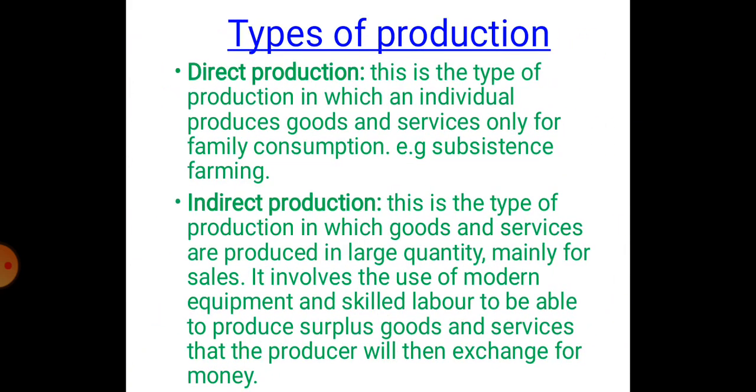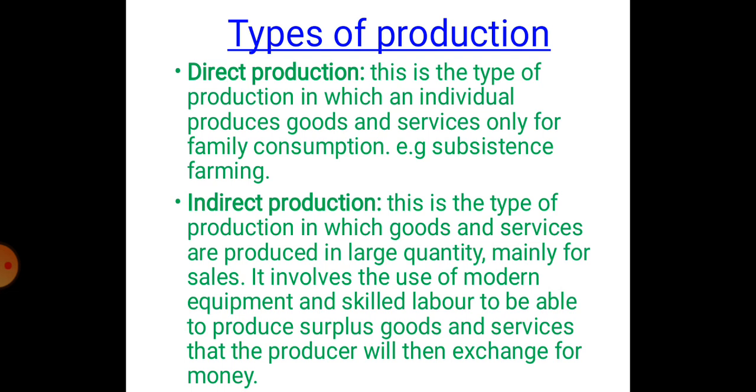Types of production. Production can be divided into two types: direct production and indirect production.